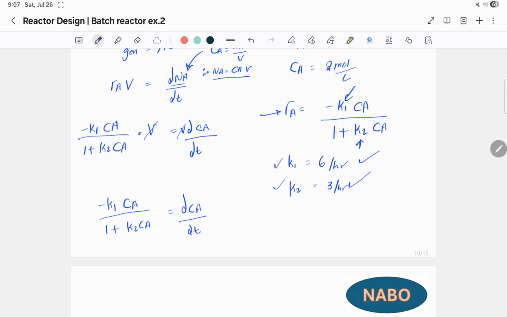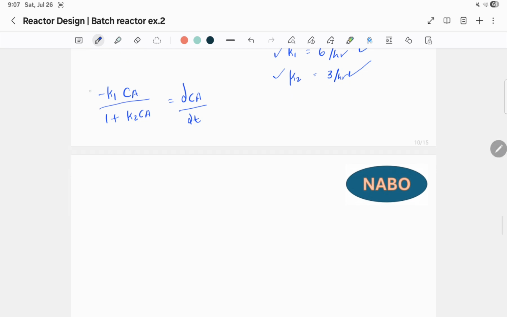Now, in order to perform the integral, we need to put the like terms together. Therefore, we need to take this term to this side and dt to that side, which will look something like this: dt equals 1 plus K2 Ca over negative K1 Ca dCa.